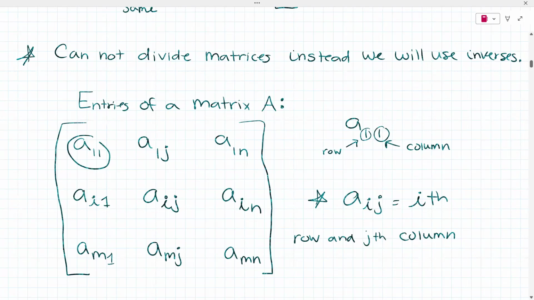So if you want to describe this number, you can describe it as the ith row by the jth column. Whatever this number is, you can describe it by saying it's located on the ith row by the jth column, or you can call it the second row, second column.